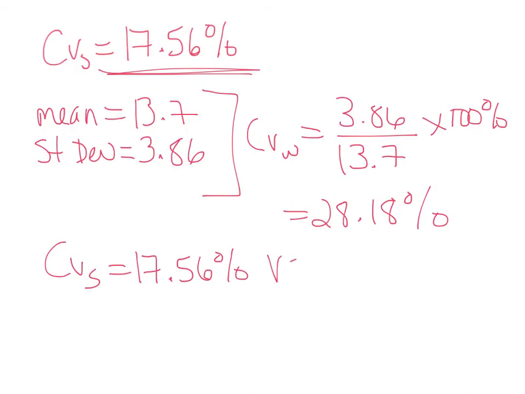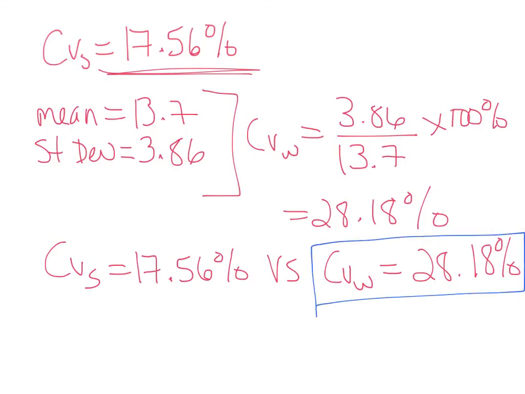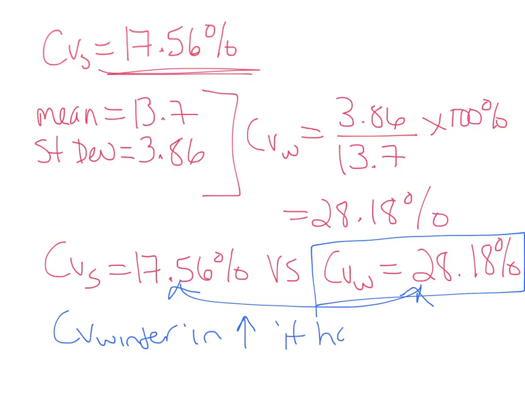So our CV for summer, as up here, is 17.56% compared to our CV for winter, which was equal to 28.18%. So based on our coefficient of variation, the winter actually takes the cake in this one by almost 11% if we're actually comparing these numbers here. So because the CV for winter is higher, it has more variation to it.